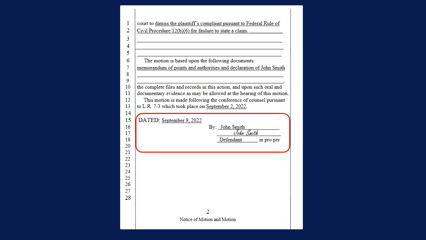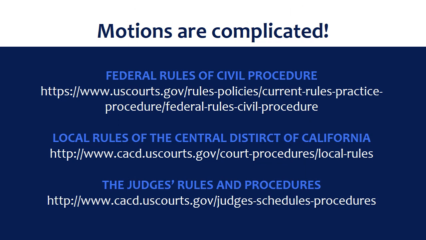And you're done. You should know that motions are complicated. Both the moving party and the responding party must follow specific steps to comply with the court's procedural rules. These include the Federal Rules of Civil Procedure and the local rules of the Central District of California. In addition, each individual judge in the Central District of California has their own procedures. The links for each are included in the description box below.